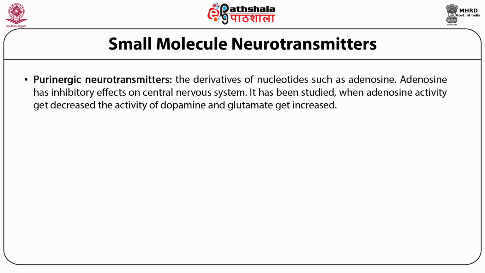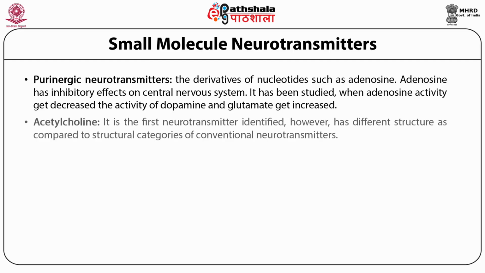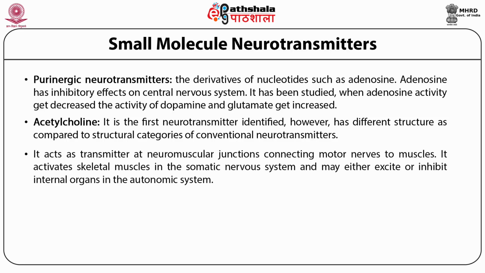It has been studied that when adenosine activity decreases, the activity of dopamine and glutamate increases. Now another class is acetylcholine. It is the first neurotransmitter that was identified. However, it has a different structure as compared to structural categories of other conventional neurotransmitters. Acetylcholine acts as a transmitter at neuromuscular junctions connecting motor nerves to muscles.